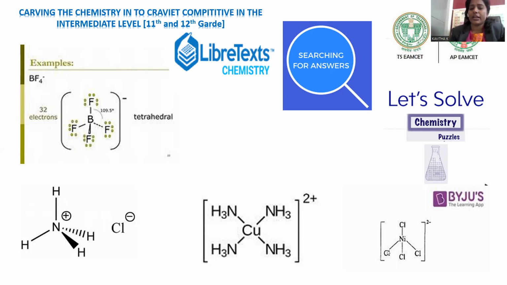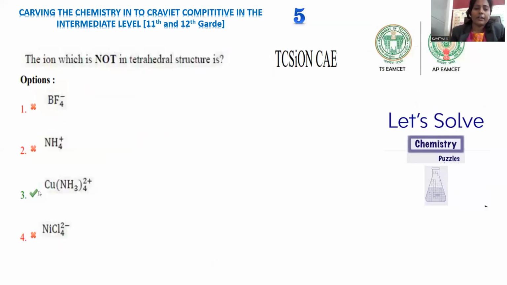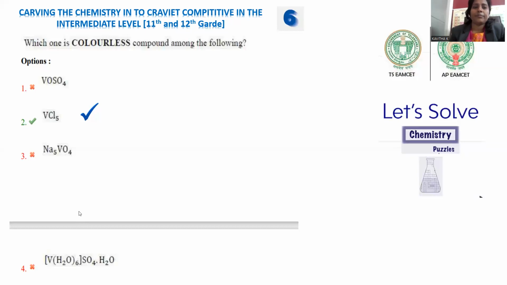So this is also tetrahedral. Among all, they are tetrahedral compounds only, except copper tetramine. So copper tetramine is the square planar compound. For question number 5, option number 3 will be the correct answer. Move on to question number 6.